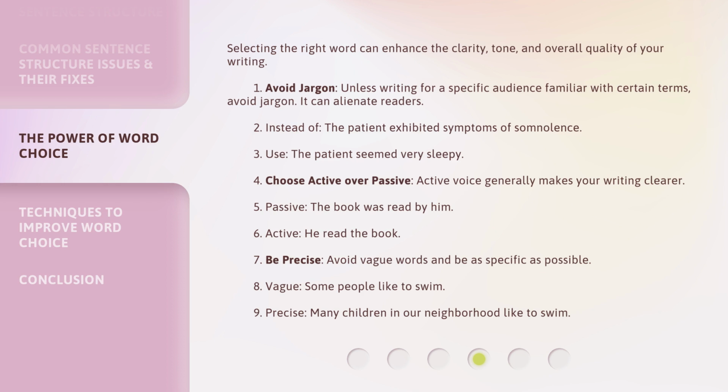3. Be precise. Avoid vague words and be as specific as possible. Vague: Some people like to swim. Precise: Many children in our neighborhood like to swim.